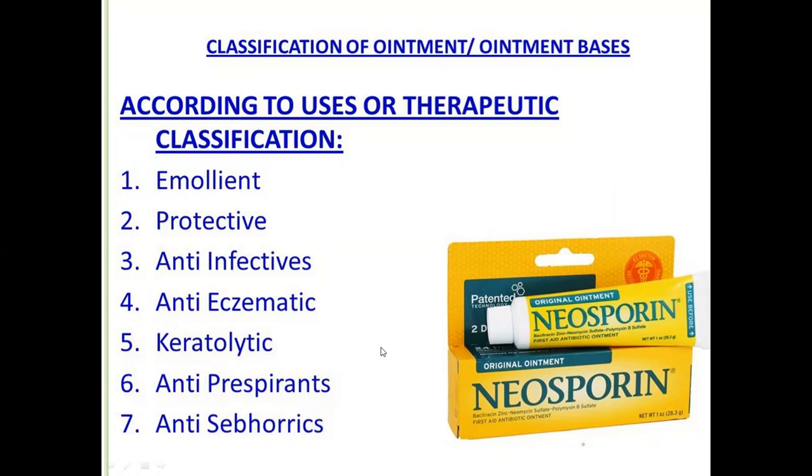Then next type of ointment is parasiticide ointment. The ointment used to kill parasites is parasiticide ointment. Their examples are sulfur ointment, benzyl benzoate ointment. Then next and last type of ointment is protectant ointment, similar to protective. This ointment protects the skin from moisture, air, and sun rays. Their examples are calamine ointment, zinc oxide ointment, titanium dioxide ointment. So these are the different types of ointment.